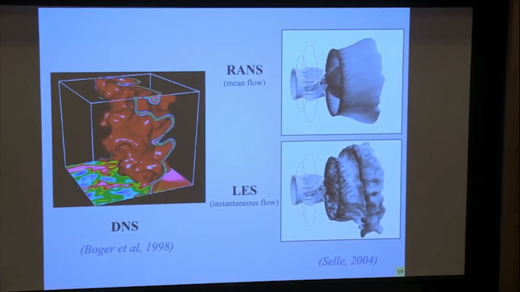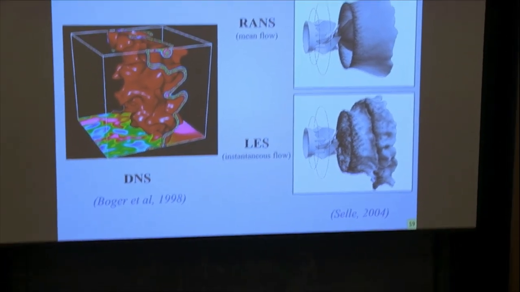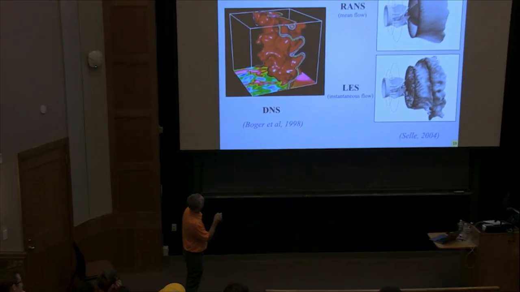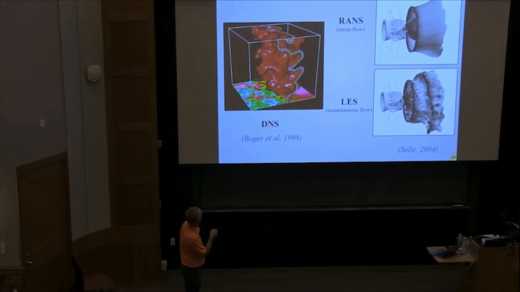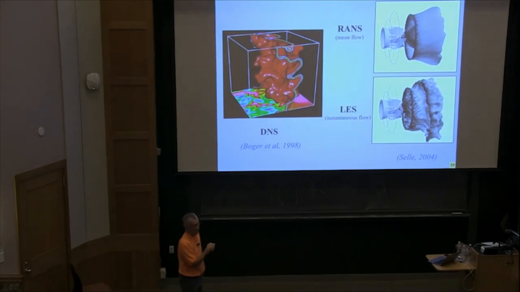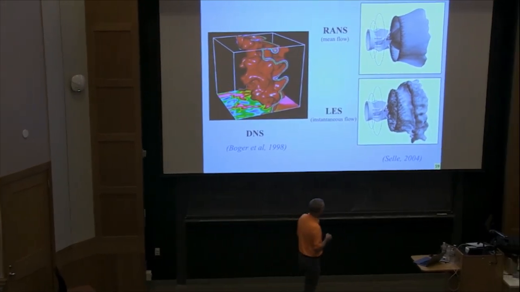For those of you who are doing DNS, there's another way to average. You can average in directions when they are homogeneous. For example, this box here: statistically, there is no difference between this point or that one. All of them in the same plane should have the same mean, so we can average in planes. And we do that quite often.